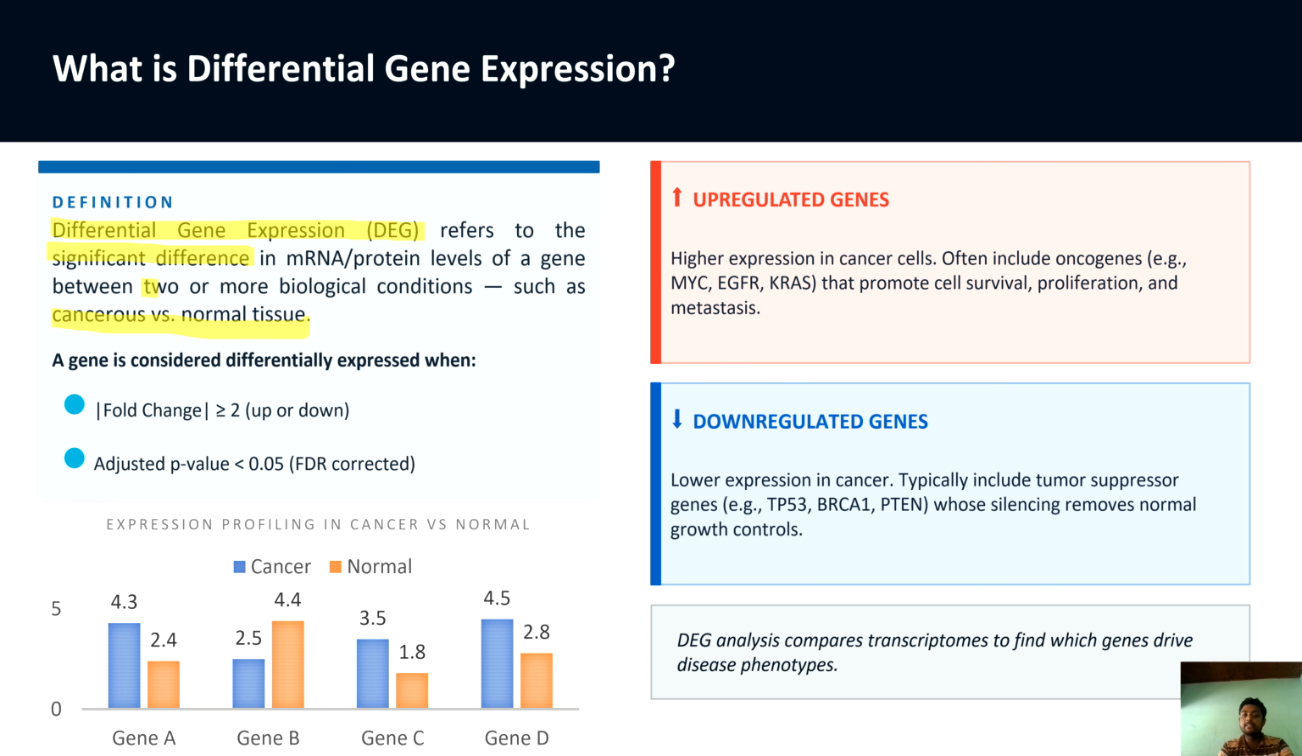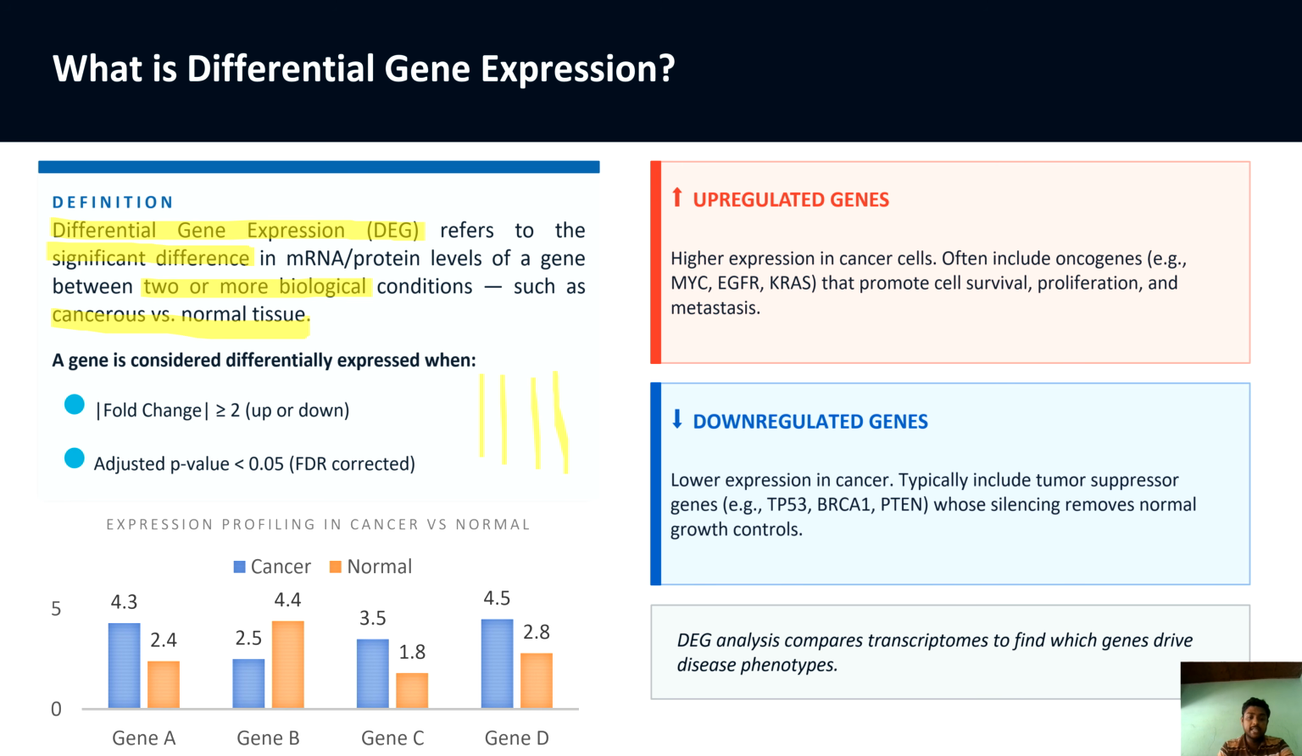Two or more. Why is it written like that? Because if we think of a gene X, then we look at gene X expression in cancer stages: stage 1, stage 2, stage 3, stage 4, like this. Then across these four stages, we have to identify how the expression behaves.